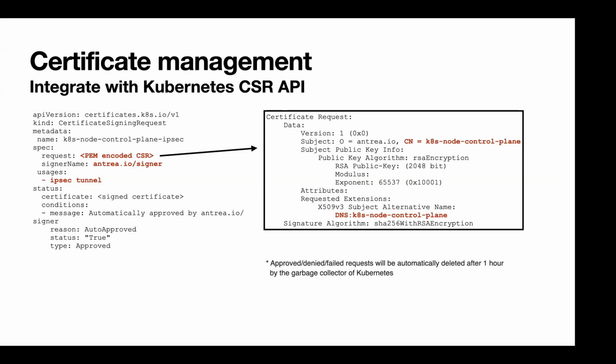Once the certificate signing request gets approved, we can see the status in the condition field. It says it was automatically approved by the antrea.io signer, and then in the next step, the controller will send the certificate and update the certificate section in the status.